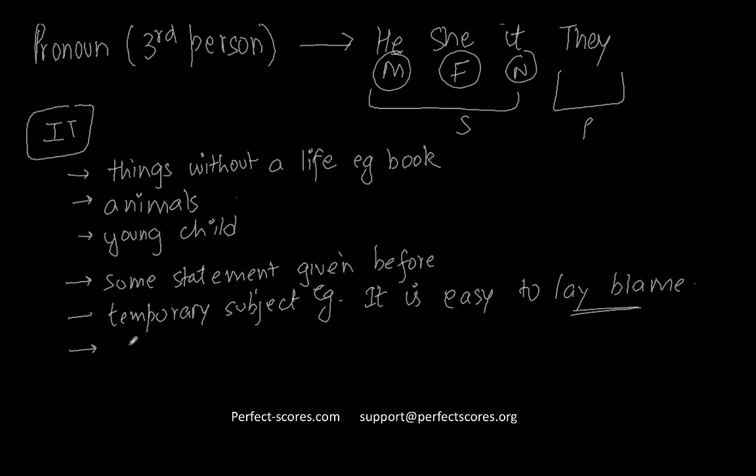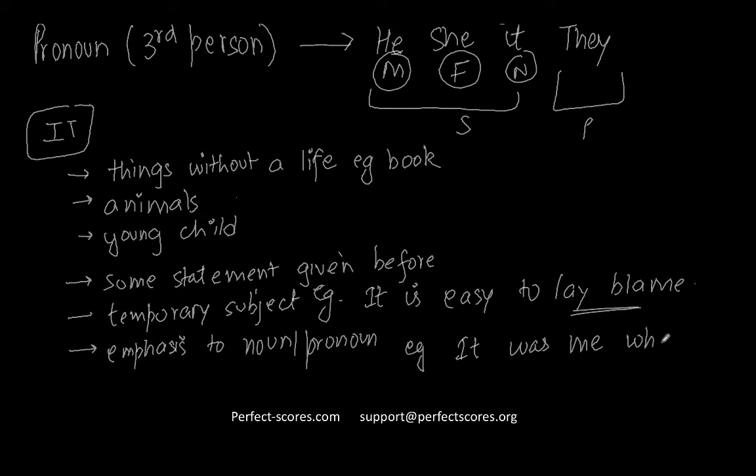And then it is used to give emphasis to a noun or another pronoun. For example, it was me who did this. So instead of just saying I did this, you're just being more dramatic and emphasizing yourself a lot more. That's why you're adding this. It was me who did this. If you just want to say something simply without dramatizing it, you can just say I did this.